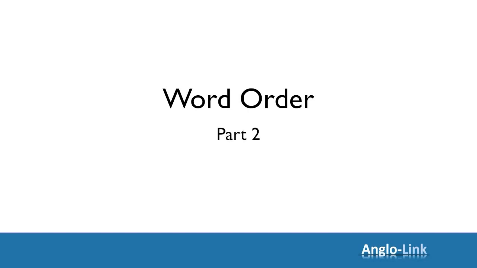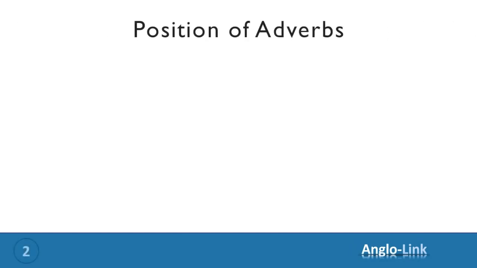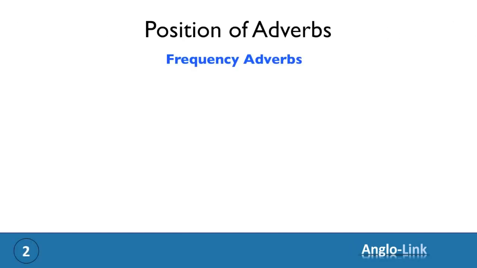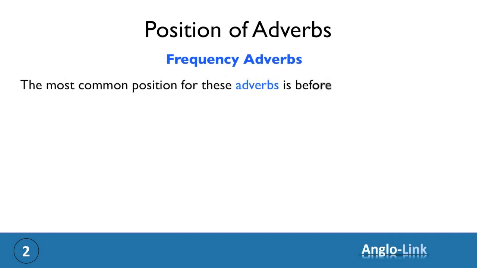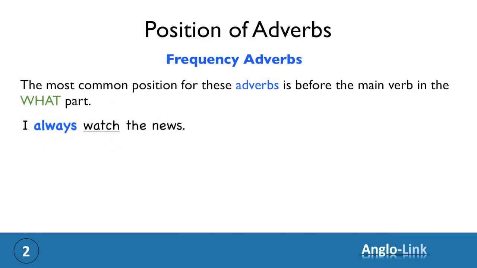Word order, part 2. Today we're going to look at the position of adverbs. Let's start with frequency adverbs. The most common position for adverbs of frequency is before the main verb in the what part. Just a brief reminder of the basic sentence structure: who, what, where, when, how, and why. So, the adverb of frequency goes in the what part before the main verb. For example, I always watch the news.